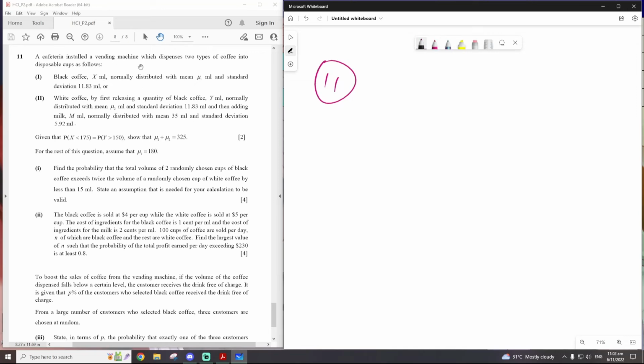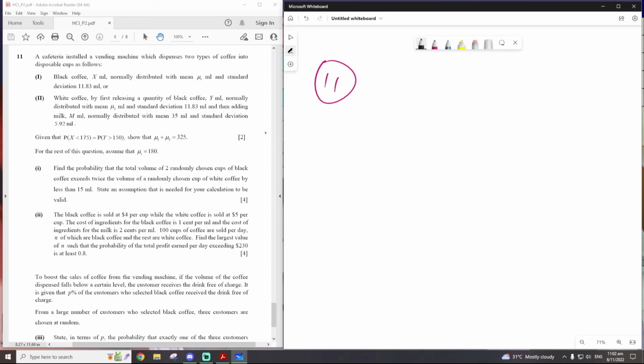The vending machine has 2 types of coffee, black and white, and it dispenses normal distribution mean mu1, standard deviation 11.83 ml. The white coffee first puts out the black coffee, normally distributed mean mu2. The standard deviation is 11.83, exactly the same. And now we are given this: show that mu1 plus mu2 is 325.